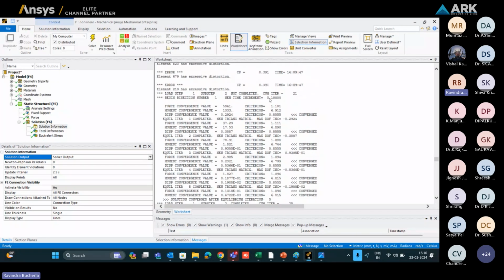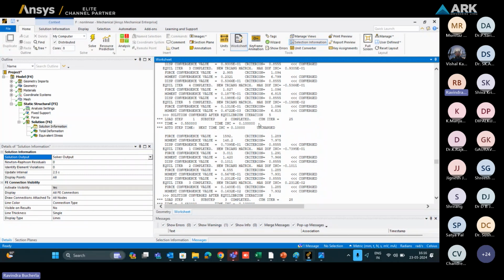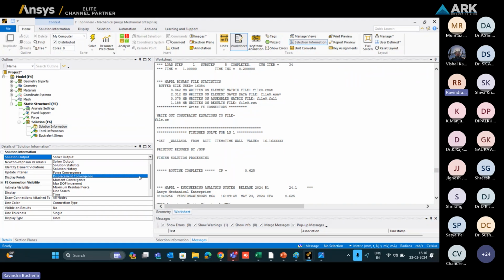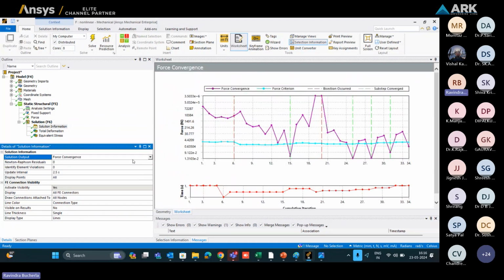Again the time increment is 0.1 second, and you can see when the force is converged, again 0.1 time is increased. So like that the solution got converged, up to 0.5. So this is how the solution will converge: F equal to K into U, the force criteria it needs to meet.